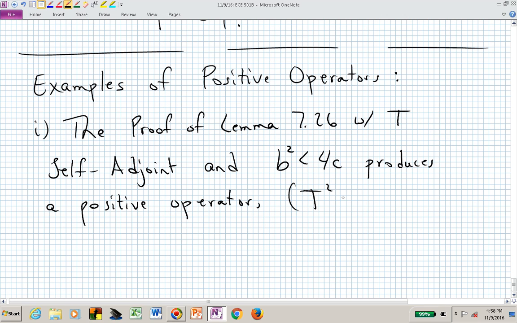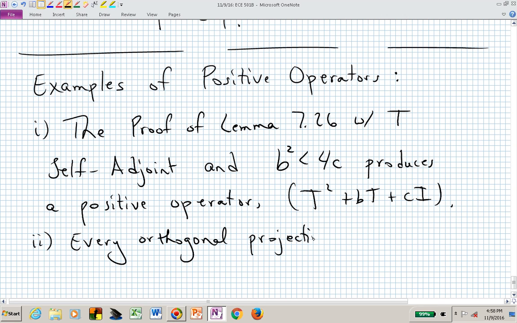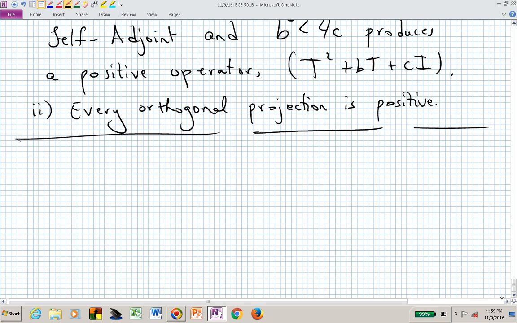Where that operator was T squared plus BT plus CI. Another example of a positive operator is every orthogonal projection is positive. If we wanted to cook up some positive operators, then we could just do an orthogonal projection, and that would be a positive operator. And we can do that by construction with these inner products.